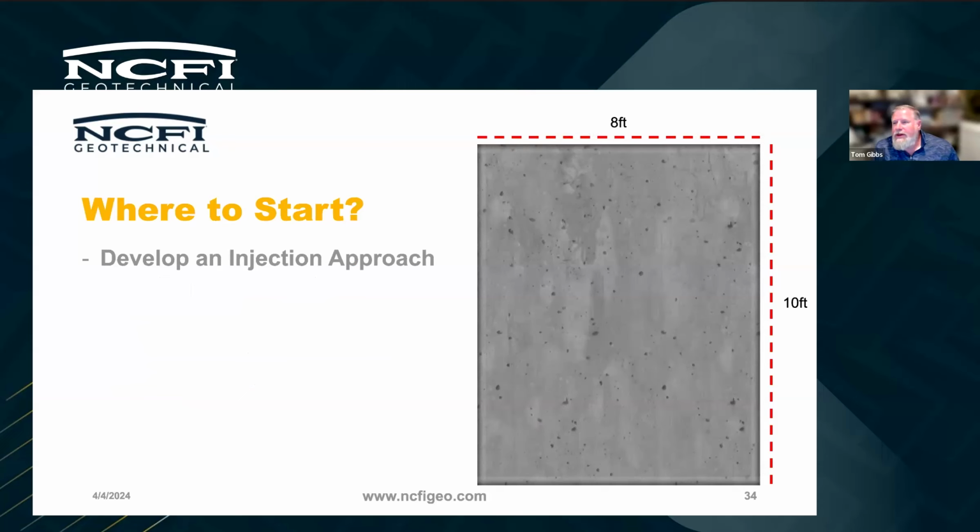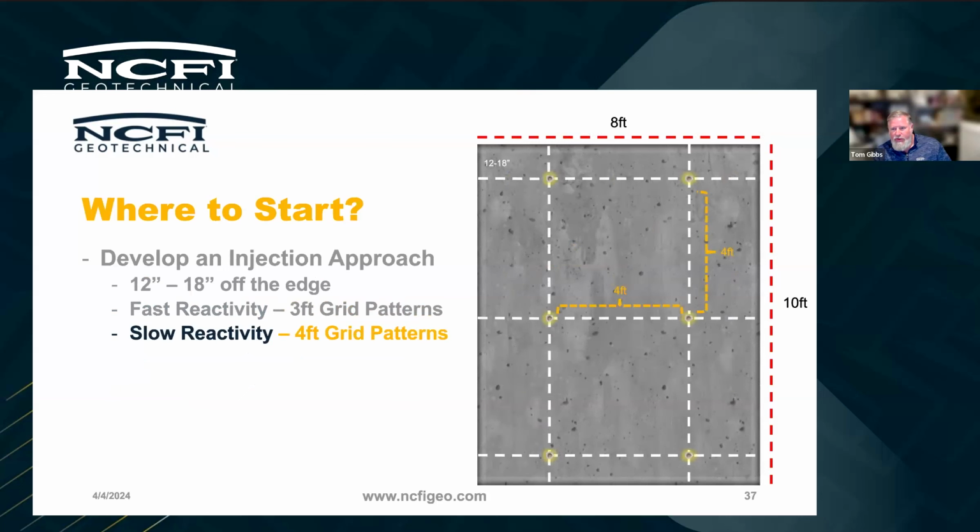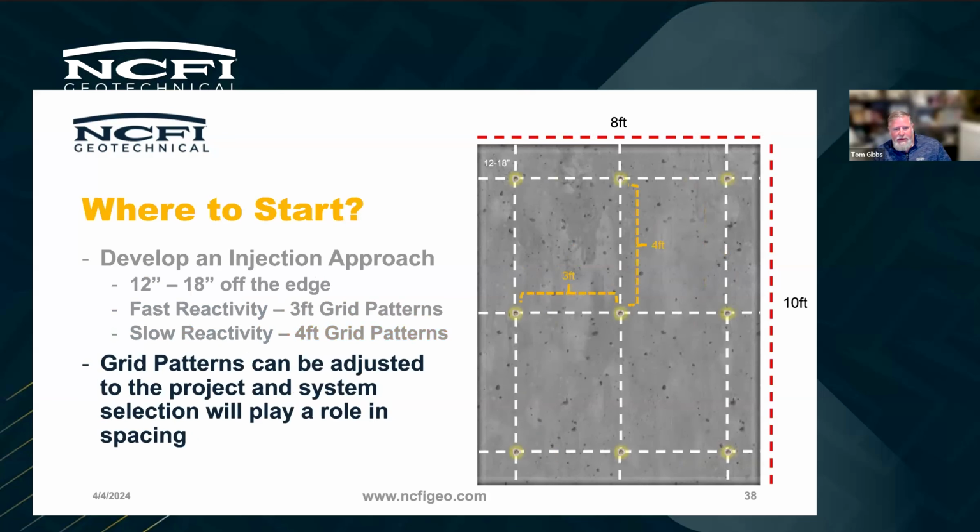So when we're looking at design for approach, we look at the slab sizes. We're going to try and come off the edge a little bit because you're going to get spread. So you want to be about a foot to 18 inches off the corner or at the edge. The faster the foam, the smaller the grid pattern you would use. So a 3x3 for one of our faster foams, maybe a 4x4 for a slower reacting foam. And we've gone bigger than that, sometimes 5 feet.